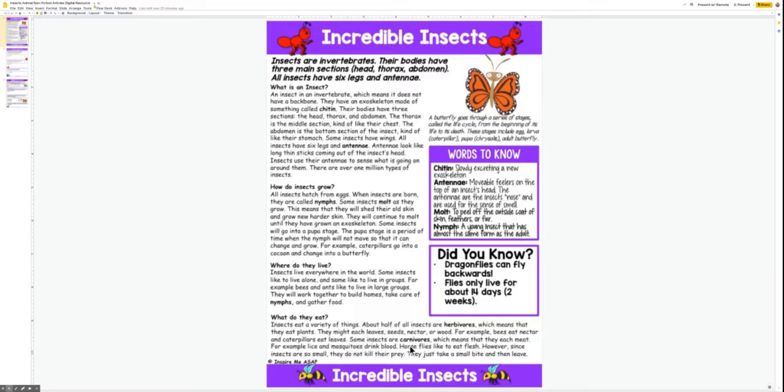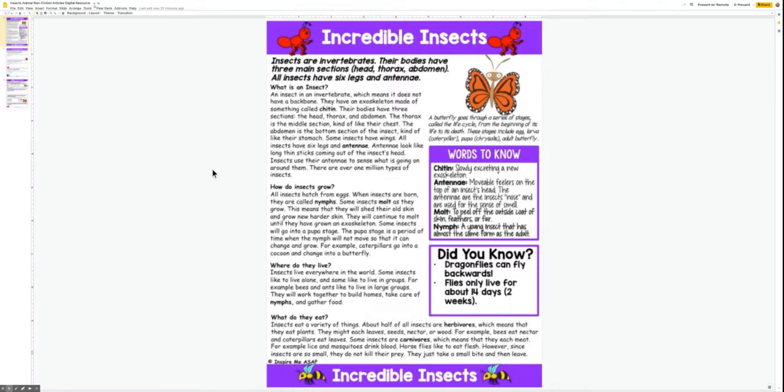Some insects are carnivores, which means that they eat meat. For example, lice and mosquitoes drink blood. Horseflies like to eat flesh. However, since insects are so small, they do not kill their prey. They just take a small bite and then leave.